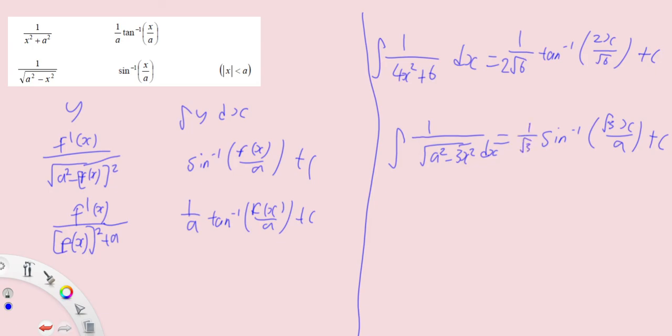So there we have it, the general formula for your integrals of f prime x over root a squared minus f(x) squared and f prime x over f(x) squared plus a squared.